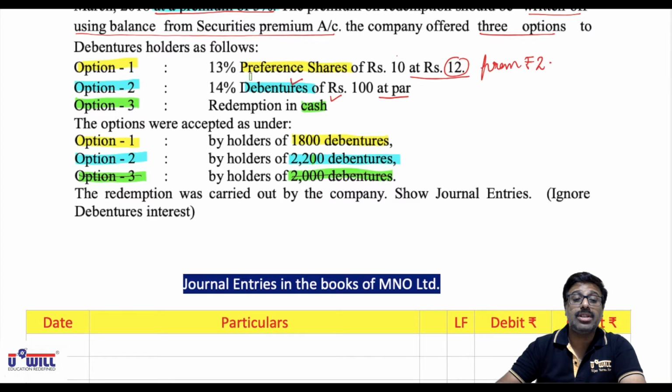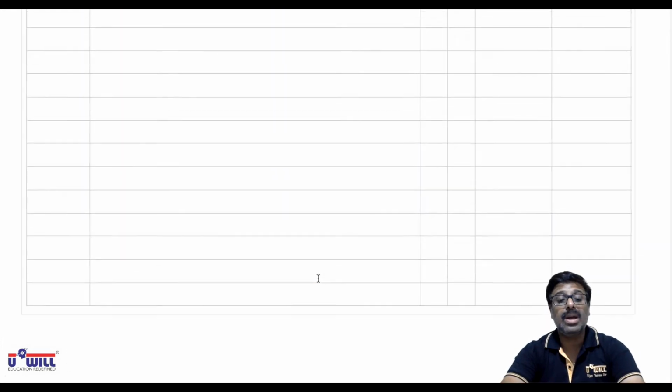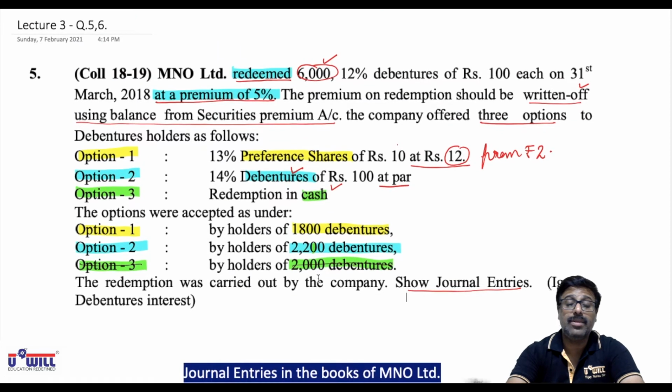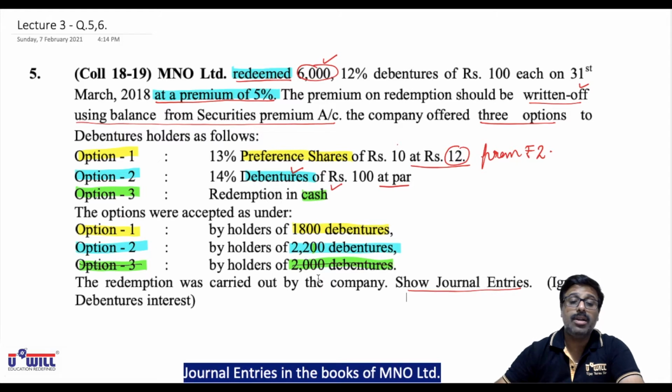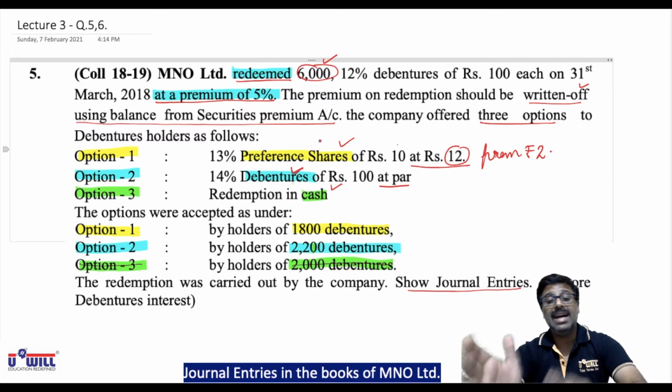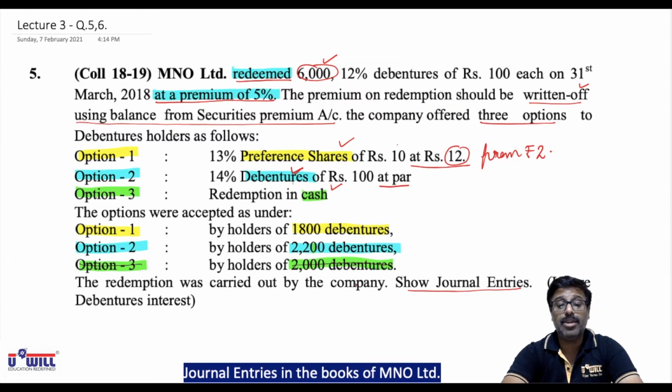What is asked in the question is to show the journal entries for the redemption carried out by the company, ignoring debenture interest. So directly only redemption entries we have to show. Make a format of around 1 or 1.5 pages, and workings will also be done. Like yesterday we did the number of equity shares calculation, amount payable to debenture holders divided by issue price of equity shares, in the same way we will calculate the number of preference shares and number of debentures. Pause the video and make this format.